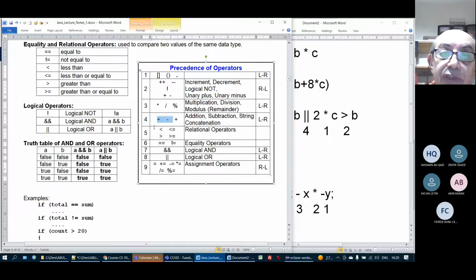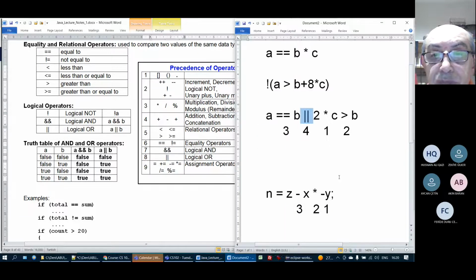And then after the mathematical operators, the relational operators come first, greater than and so on, and then followed by the equality operators, and then logical AND and logical OR. If we have an expression which contains both logical AND and logical OR, first logical AND is performed, and then logical OR is performed. Let's do an example.